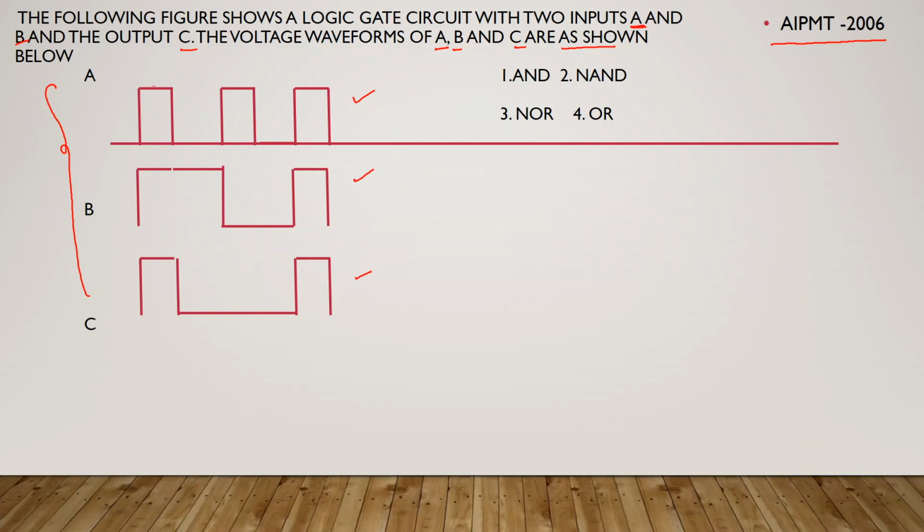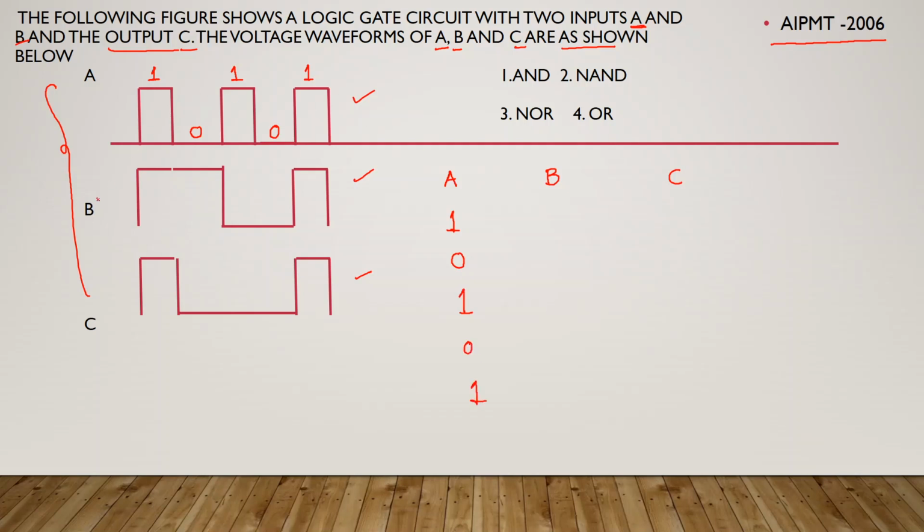Whenever the signal is high, it represents binary number 1, and whenever the signal is low, it represents binary number 0. So here it is high, so I am representing it with 1. Here it is low, I am representing it with 0. Again here it is high, 1. A and B are inputs and C is the output, as given in the question. So the input for A is 1, 0, 1, 0, 1.